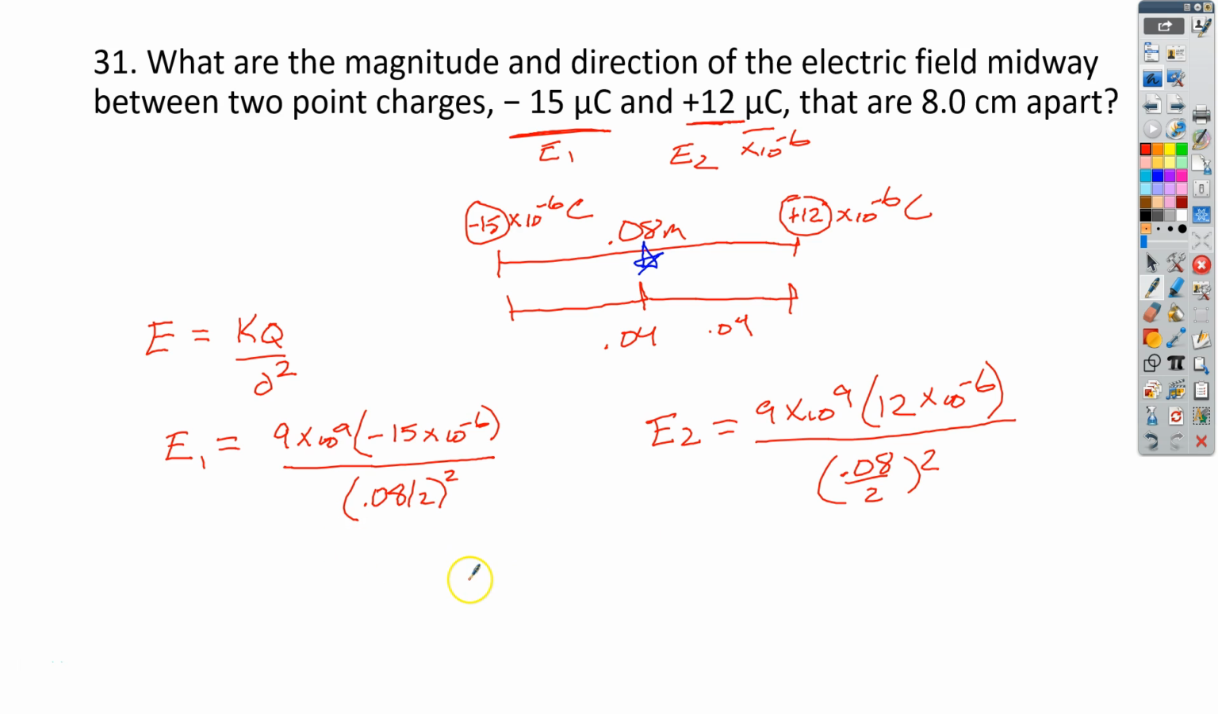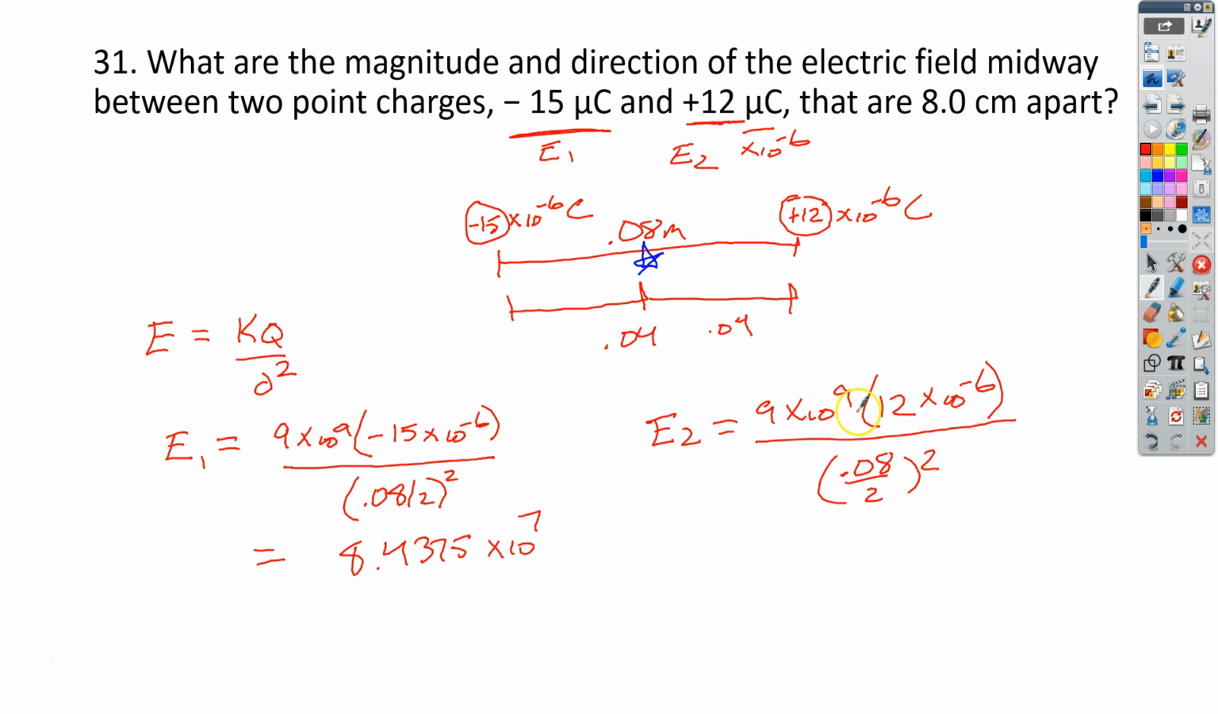We've just got to go through and solve this. So if you go through and solve, we need to take 9 times 10 to the 9th and multiply it times negative 15 times 10 to the negative 6 divided by 0.08 divided by 2. And that would be 8.4375 times 10 to the 7th.